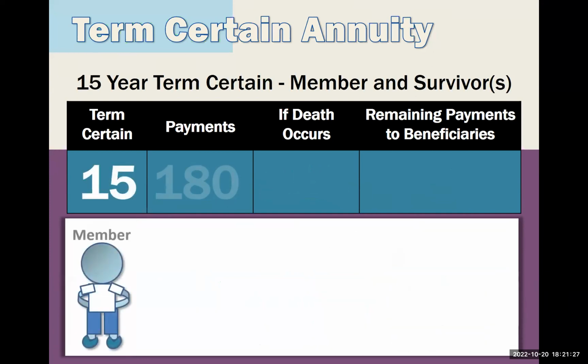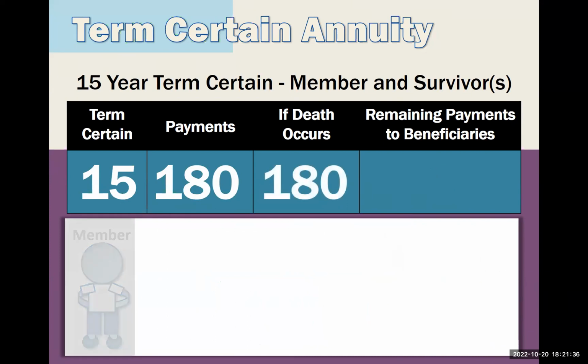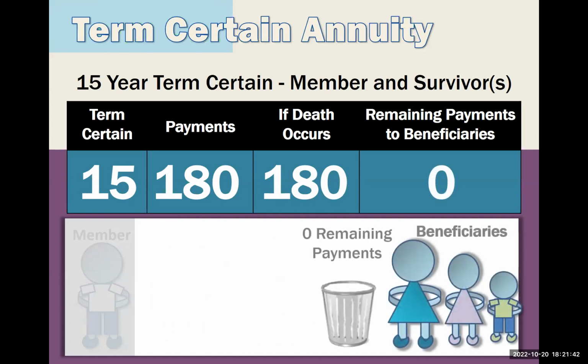If you choose the 15-year term certain, that's a total of 180 reduced payments for you, the member. If you pass away after the 180th payment has been made, then that leaves nothing to be left to your beneficiaries. Now, an example of why you might choose a 10 or 15-year term certain, well, let's say your mortgage is $1,700 a month, and you know that if you pass away before that mortgage is paid off, and your mortgage is going to be paid off within 15 years, but if you passed away before the 15 years, they wouldn't have your money to be able to pay the mortgage.